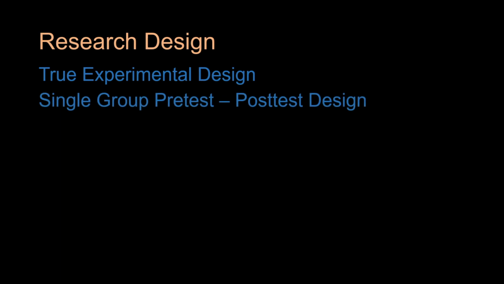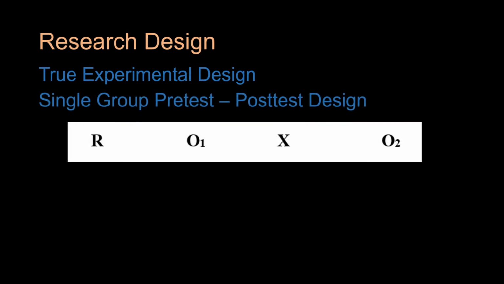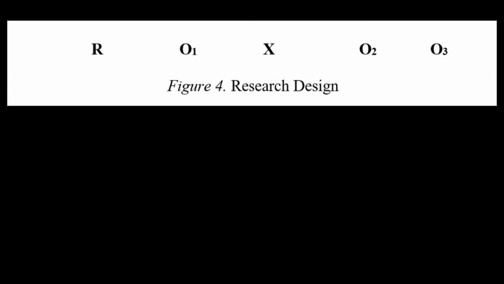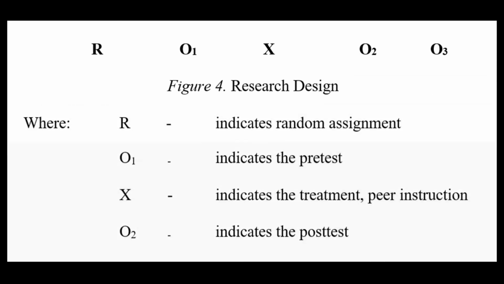Now with the single group pretest and posttest design diagram, having two zeros or two O's in which one represents the pretest and the other represents the posttest. Typically, the research design looks similar to a physics equation, and just like an equation, we include the descriptions for each symbol.